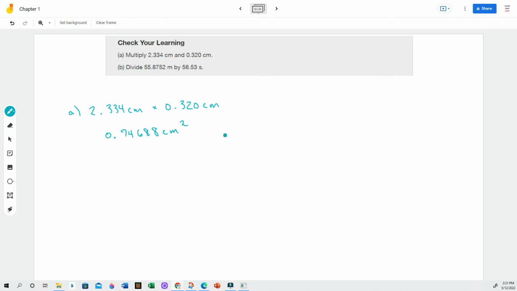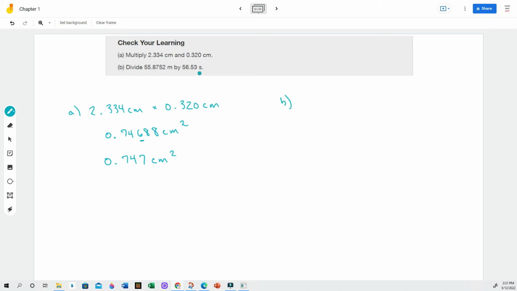So let's determine how many sig figs I need. My first number here has 4 sig figs, and my second number only has 3. So my answer is going to be limited to 3 sig figs, which means I need to round this 6 right here. Immediately to the right of my 6 is an 8, so I'm going to round up. So this becomes 0.747 centimeters squared. Okay, great. Let's go on to part B.